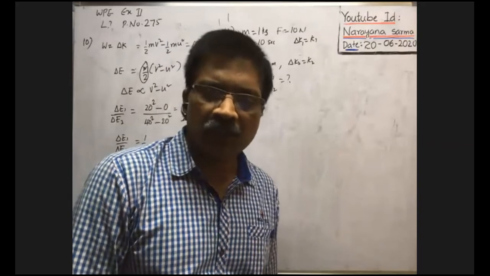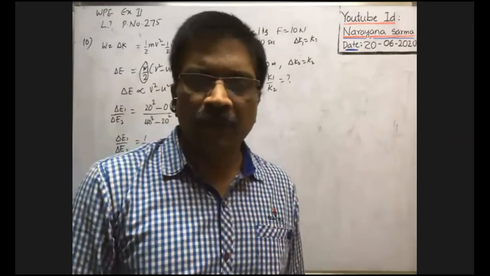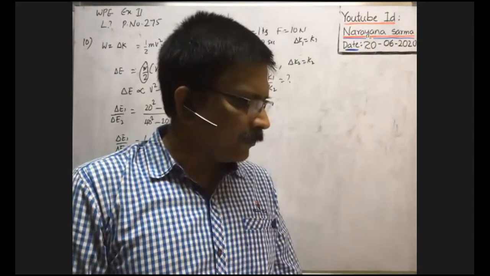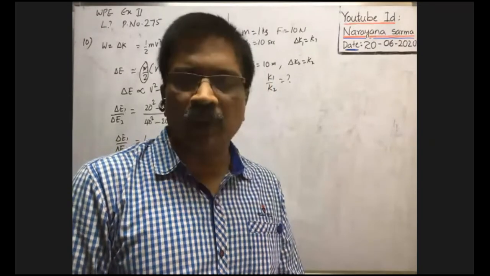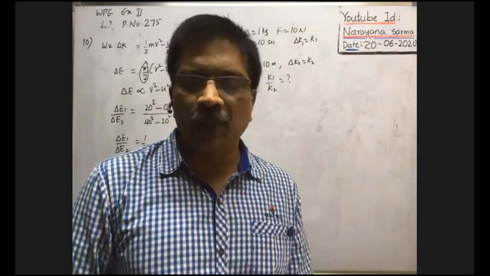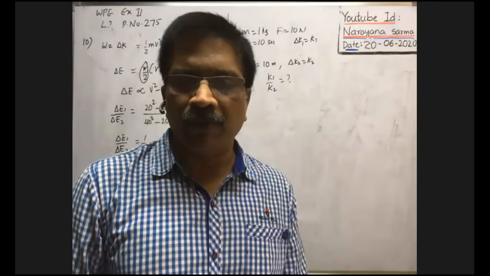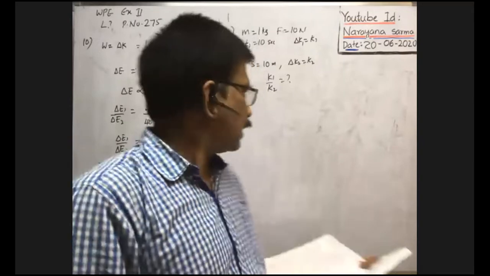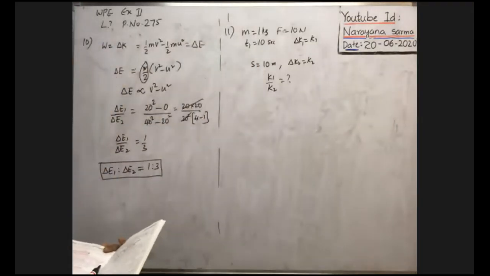What, Amritesh Kumar? 50 is to 1 answer. Maybe 50. Okay, maybe 50 is to 1. Yeah, 50 is to 1. What, Amritesh Kumar? What is your doubt? From where 4 minus 1? Where 4 minus 1?